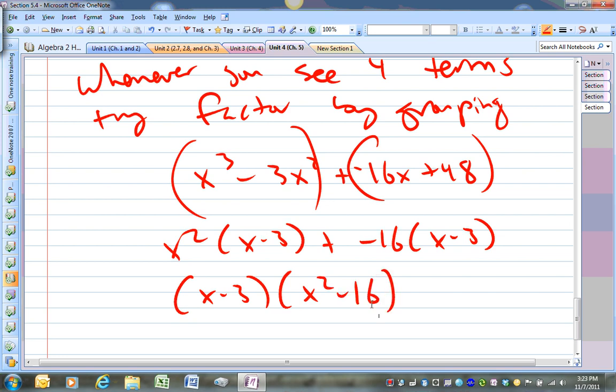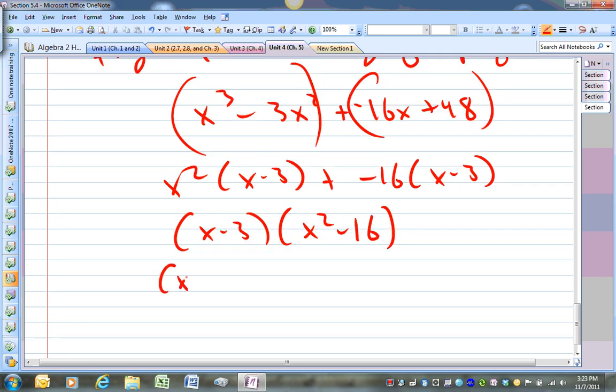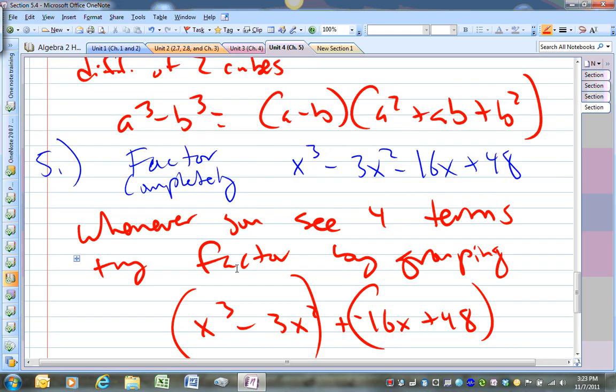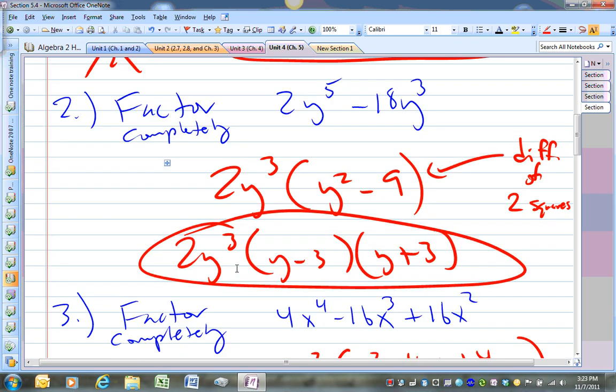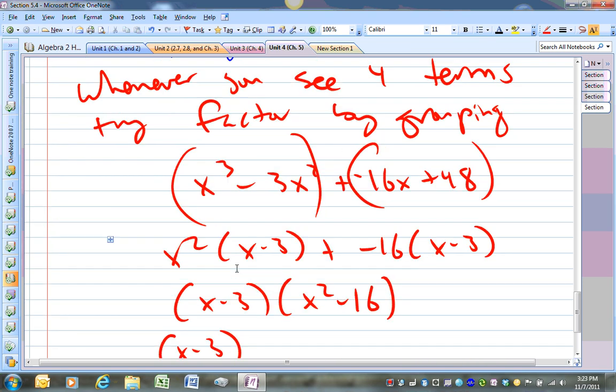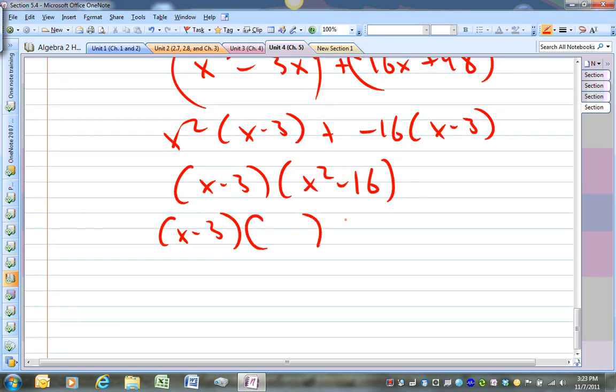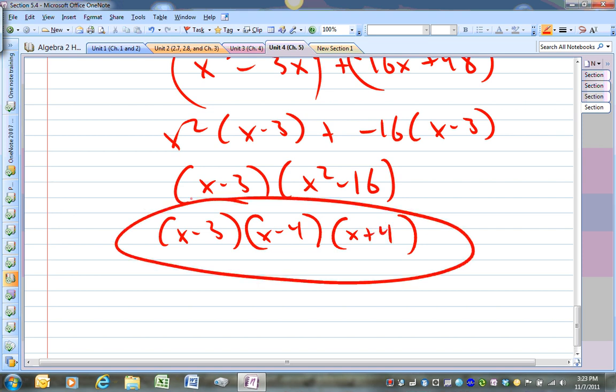We're still not out of the woods yet, because x squared minus 16 does represent the difference of 2 squares. Like I mentioned, all the way up here in number 2, we have y squared minus 9. So the difference means minus, and both terms are perfect squares, so we can break it up into 2 separate binomials, x minus 4 and x plus 4. So that's number 5.